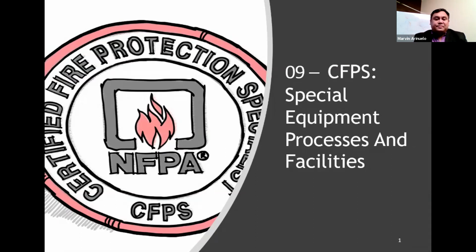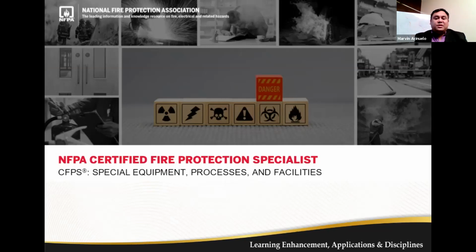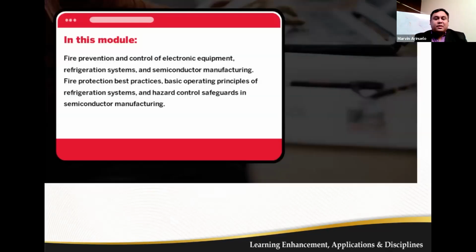Okay, let's start. So again, welcome to Special Equipment, Process, and Facilities. In this module, we will review the fire prevention and control of electronic equipment, refrigeration system, and semiconductor manufacturing. We'll also learn to paraphrase the fire protection best practice, the basic operating principle of a refrigeration system, and hazard control safeguards in semiconductor manufacturing.